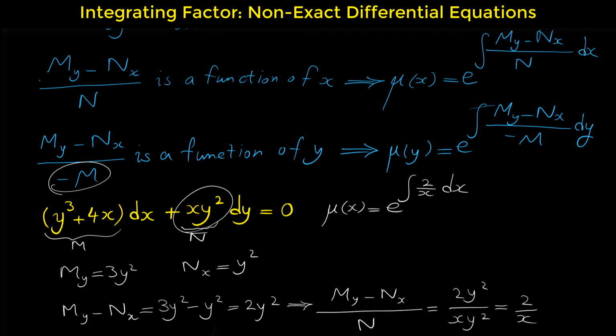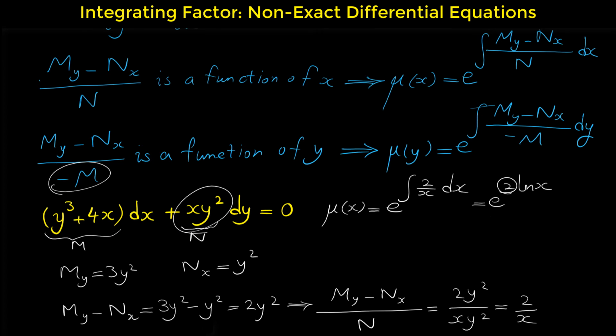Integral of 2 over x is 2 ln of x. Note that integral of 1 over x dx is ln of x, so integral of 2 over x is 2 ln of x. But before we multiply our differential equation by this expression, let's first simplify our integrating factor.